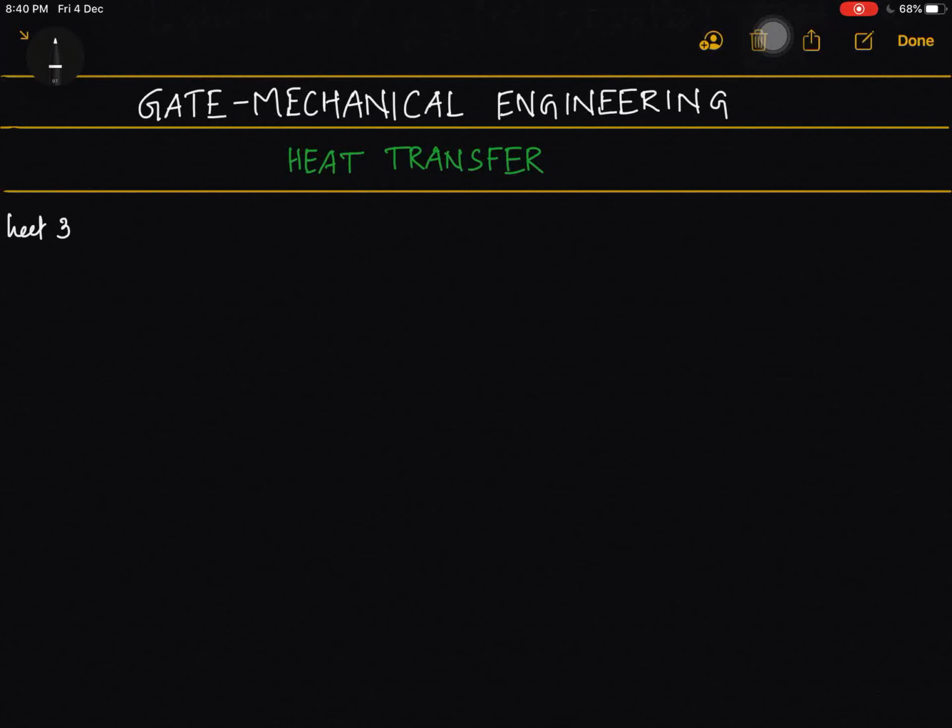Hi friends, this is the third lecture in the lecture series for the preparation of GATE in mechanical engineering. Since this is the third lecture, please go through the previous lectures to get a better understanding.